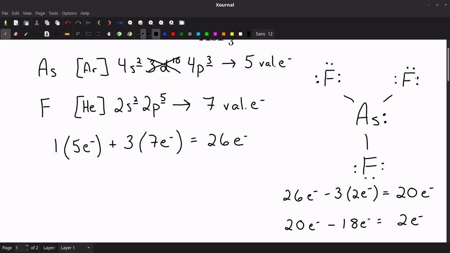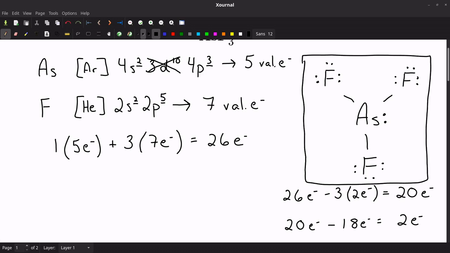Now let's just double check that our fluorines do have their octets. So 1, 2, 3, 4, 5, 6, 7, 8. And they're all the same, so they're all going to have their 8. Let's look at arsenic's perspective here. He's got 1, 2, 3, 4, 5, 6, 7, 8. Arsenic is also happy. Everybody has their octet. So this is going to be our proper Lewis dot structure.